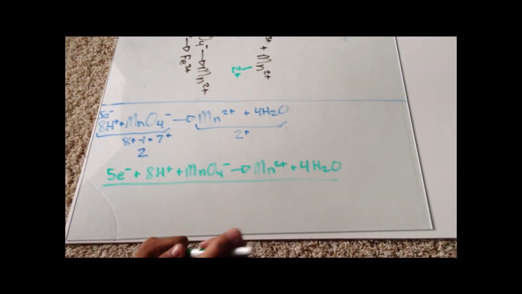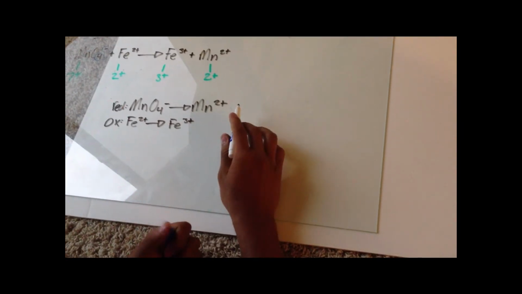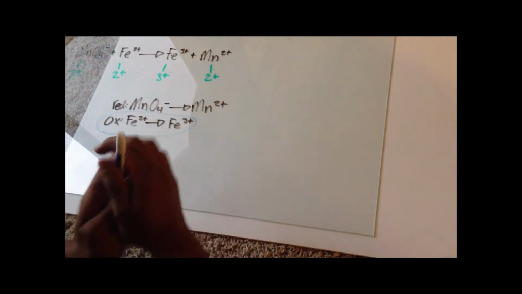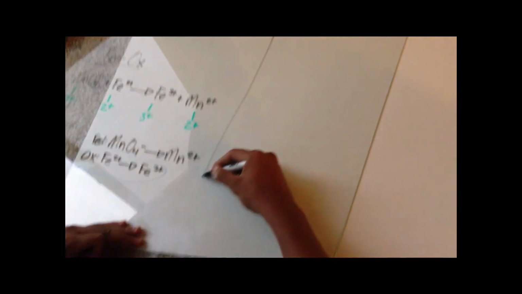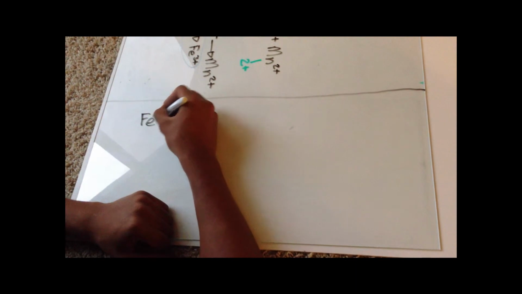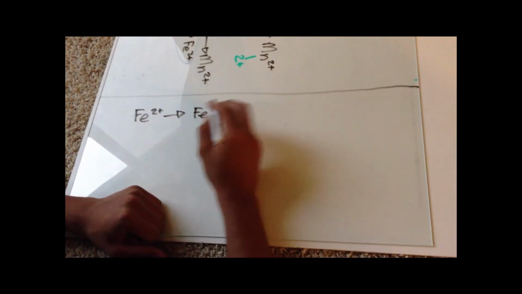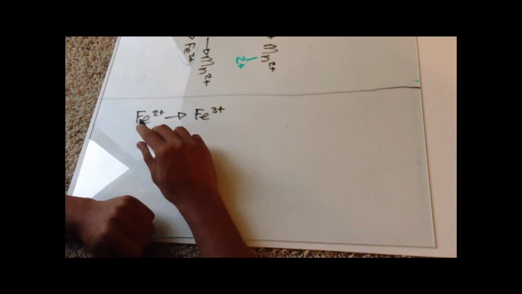Now we need to work with our oxidation half. So now that we're done with our reduction half, now we work with our oxidation half. This one is a little easier because there's no other atoms involved, it's just iron itself. So Fe2 plus to Fe3 plus. Since it's already balanced, since Fe's on this side and Fe's on this side, there's no extra coefficients.